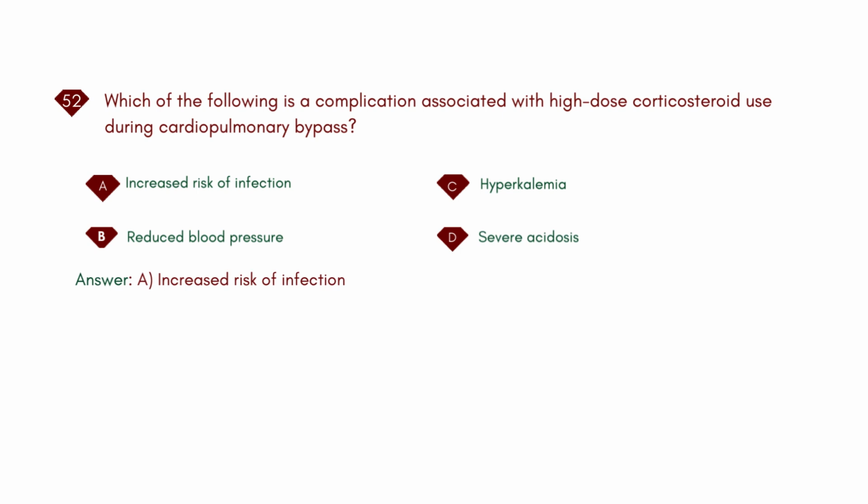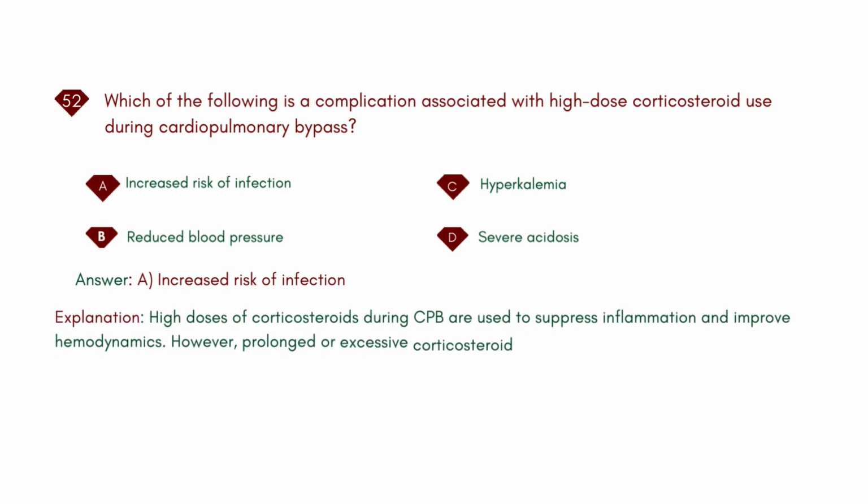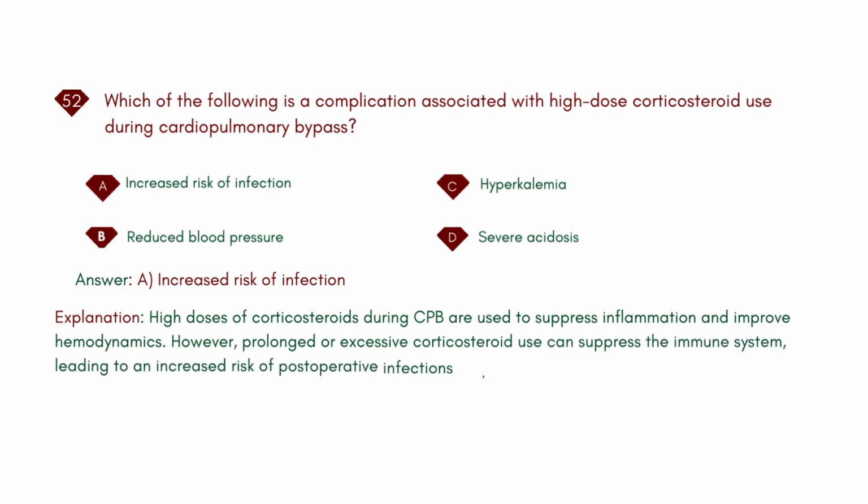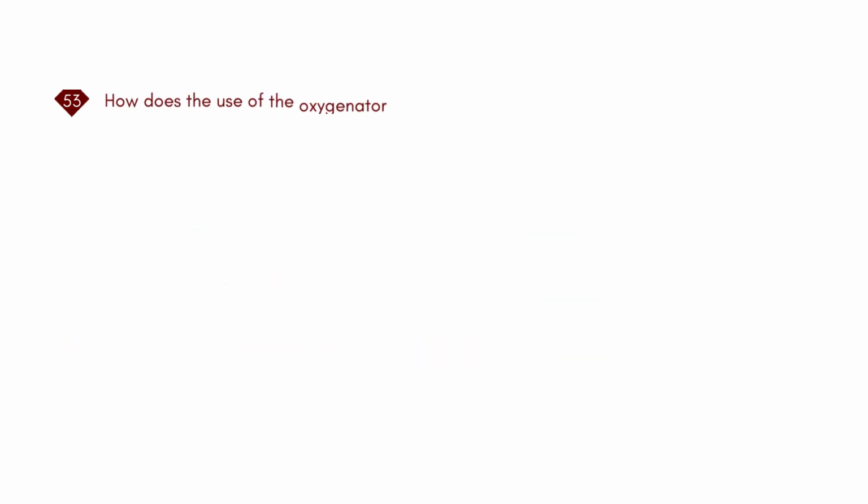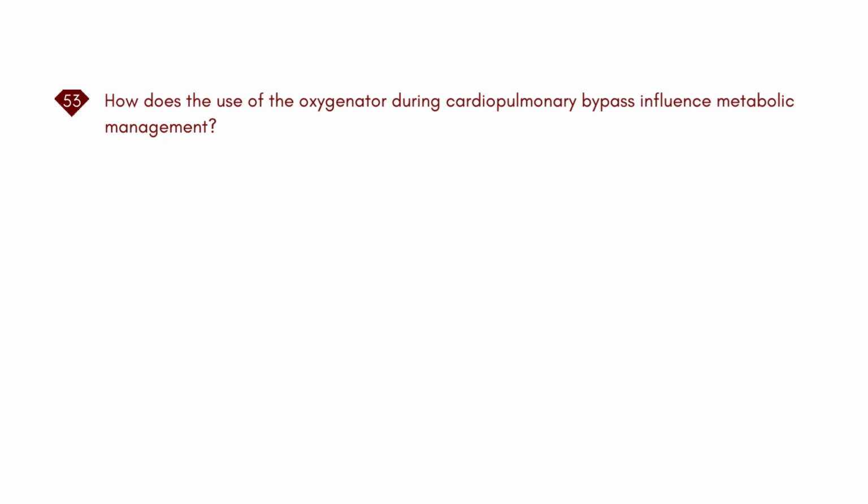Increased risk of infection. Explanation: High doses of corticosteroids during CPB are used to suppress inflammation and improve hemodynamics. However, prolonged or excessive corticosteroid use can suppress the immune system, leading to an increased risk of postoperative infections and delayed wound healing. How does the use of the oxygenator during cardiopulmonary bypass influence metabolic management?